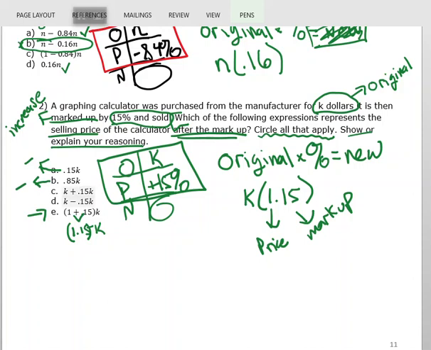Now here I have K plus 0.15K. And so K represents the original, plus 0.15K, which represents 15% of the original. So the original plus 15% of the original. So I think C is another answer that's going to be good for us. Now let me look at D. Here I have K minus 0.15K. This is another one where I have my original minus 15% of the original. It's another discount, okay? So my answers here are going to be C and E.